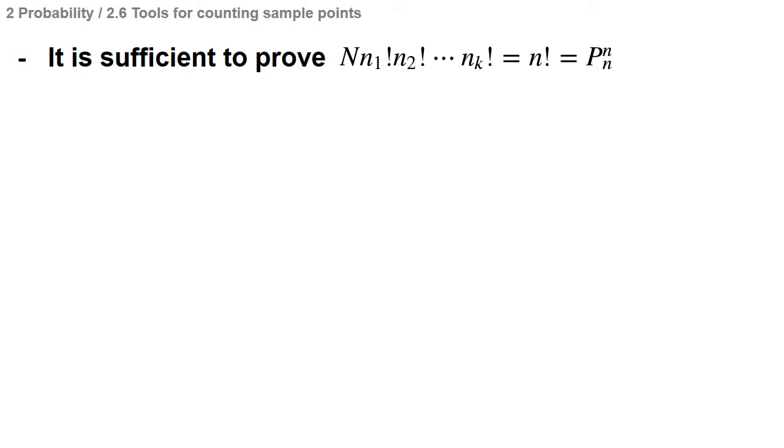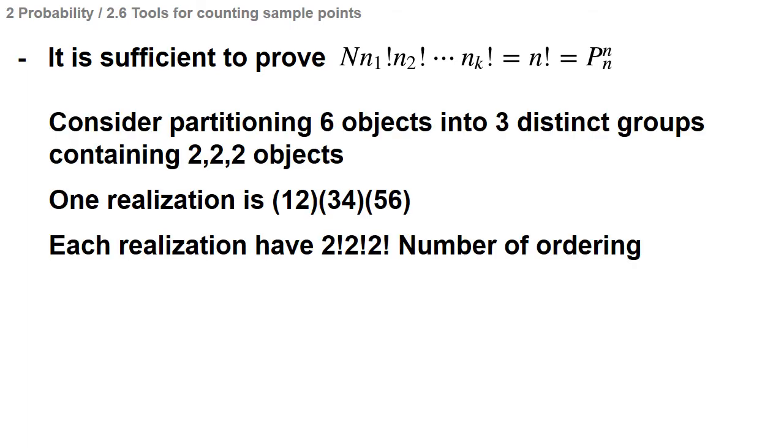if we are dividing n objects into k groups, for one situation, there are n1 factorial, n2 factorial, and nk factorial ways of ordering it to make it n factorial. It sounds difficult, but it would be easier with a simple example.